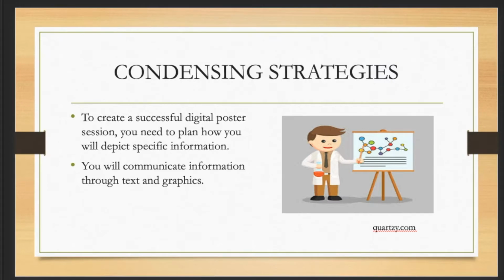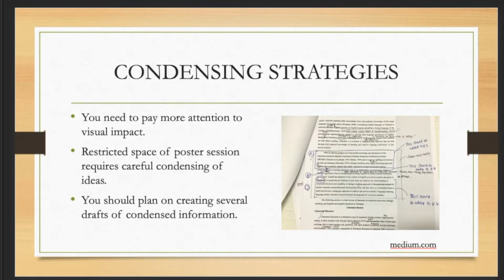So, in order to create a successful poster session that quickly and effectively communicates what you want to get across to your audience, you need to plan how you are going to communicate certain information. You will communicate information through text and graphics that work together to convey your main point. So you may need to pay more attention to visual impact than a traditional paper, obviously. And then the restricted space of poster sessions requires careful condensing of ideas. So you don't have all the space in the world to convey this message.